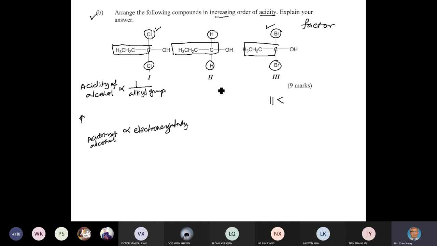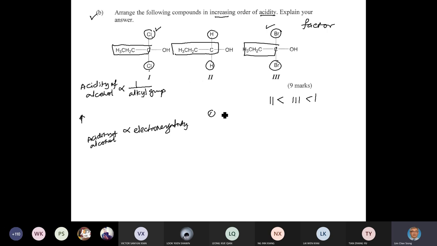Among these, they consider the electronegativity. Cl has the more stronger effect, so that's why compound 1 should be stronger compared to 3. This is the sequence you must know. Now we can give the points one by one. Stand by with the paper, then you can write it down.